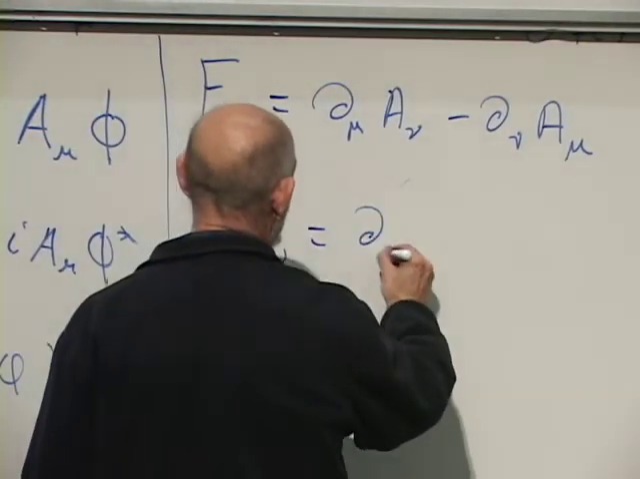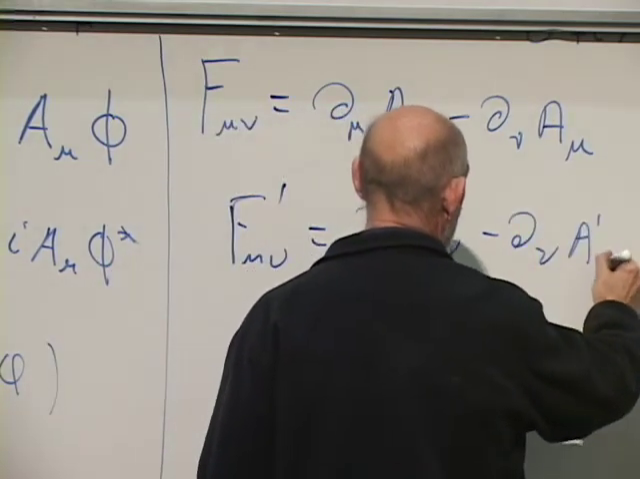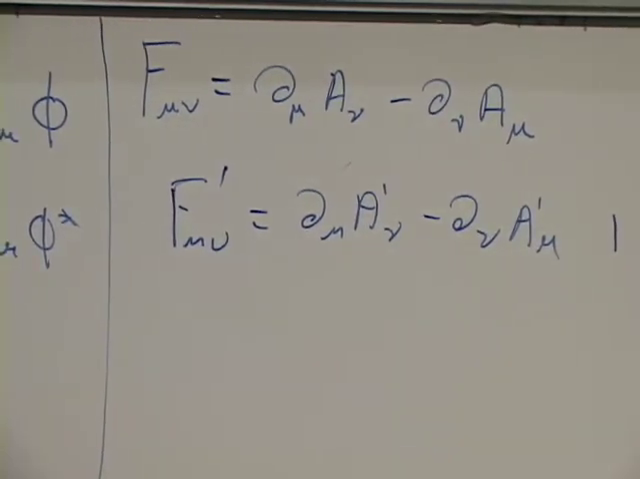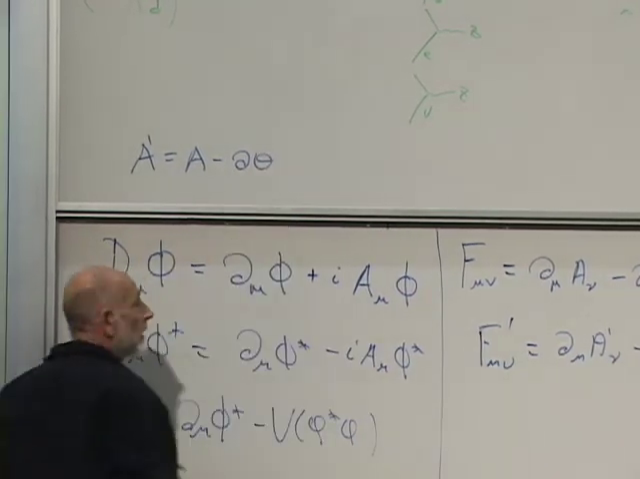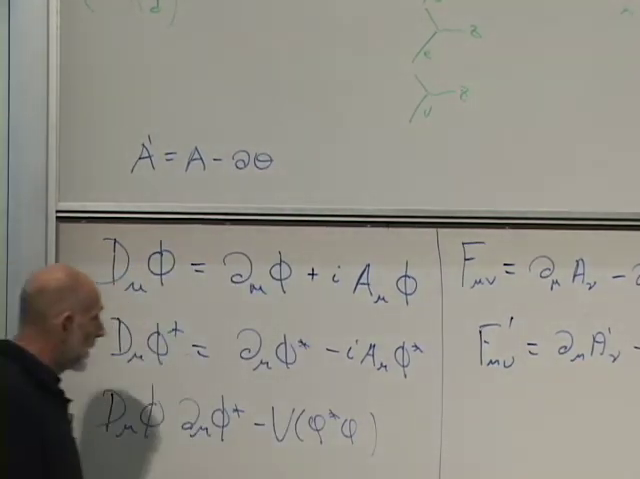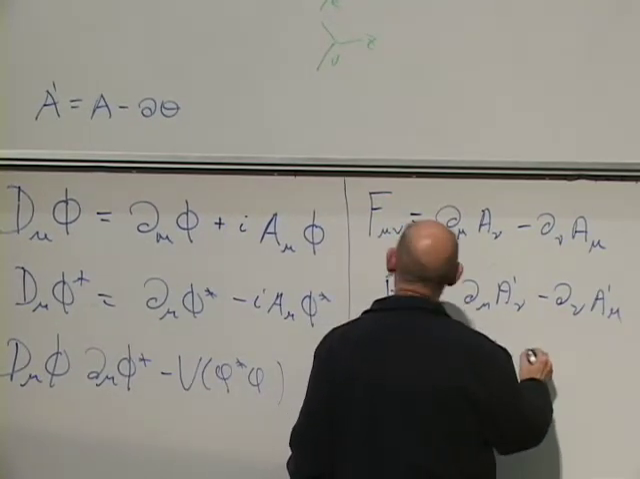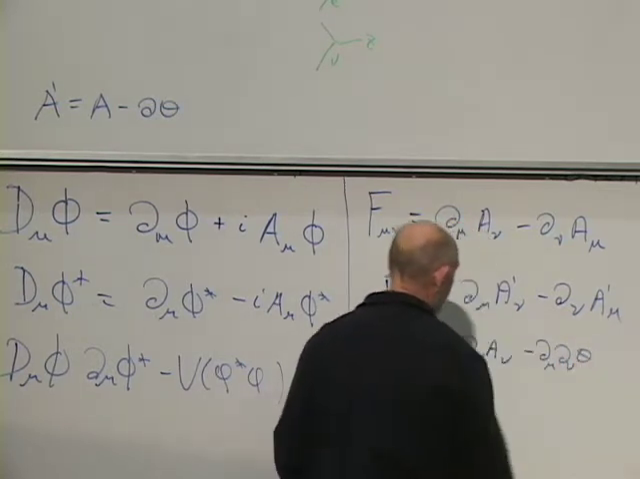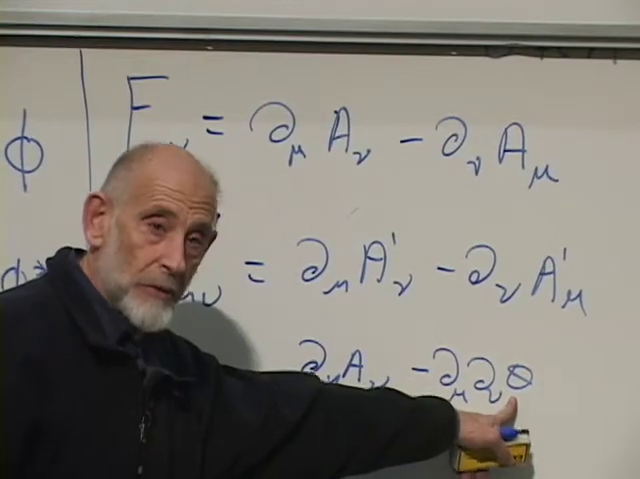Well, that's just equal to d mu a prime nu minus d nu a prime mu. All right, but now let's remember, did we erase what a prime is? We did. A prime is just equal to a, I think it was minus, the derivative of theta. All right, so let's just plug it in. This is going to be derivative mu of a nu minus the derivative of mu of the derivative of nu of theta. I've just plugged in for a prime, a, and then the derivative with respect to nu of theta.